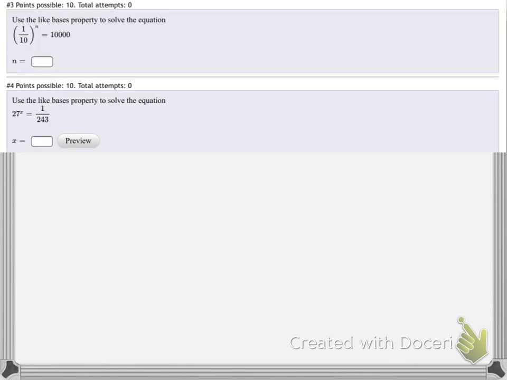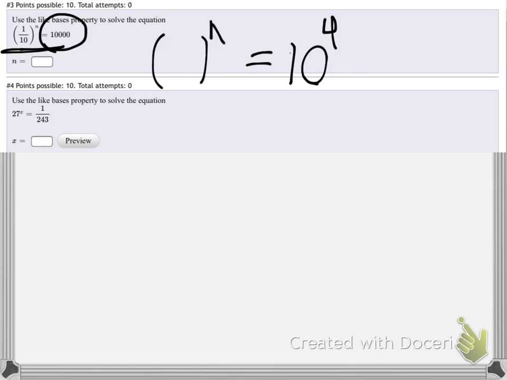Okay, more like basis stuff. If I saw this one here on number 3, they both look like powers of 10, so I would maybe start there and say 10,000. Let's see, it's 4 zeros, right? So that would be 10 to the 4. And then equal to this one, 1 over 10. It's something to the n power, so I'll put an n there, but 1 over 10, that's the same thing as 10 to the negative 1 power is what I would say.